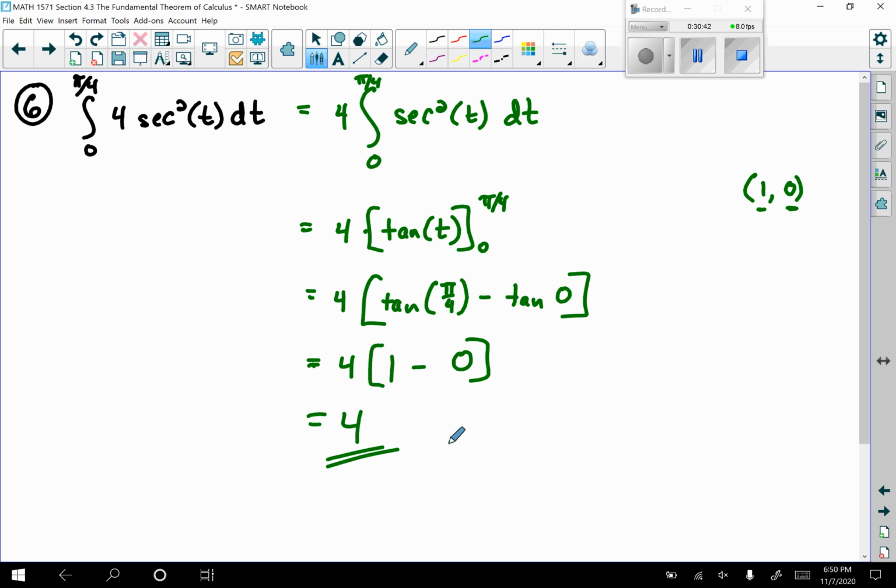All right, so just some further examples of evaluating definite integrals. In section 4.4, we look at indefinite integrals. So that will be the same process here, but we're not going to have values for the limits of integration.